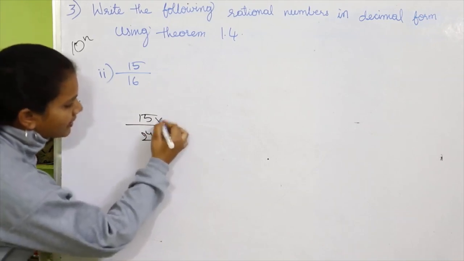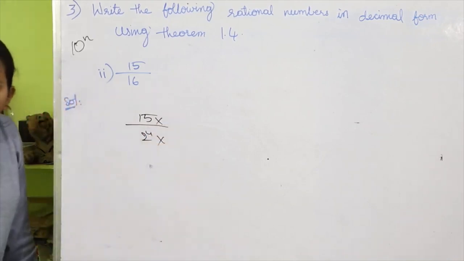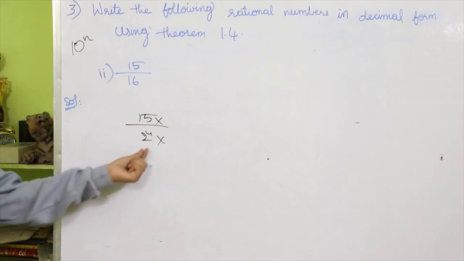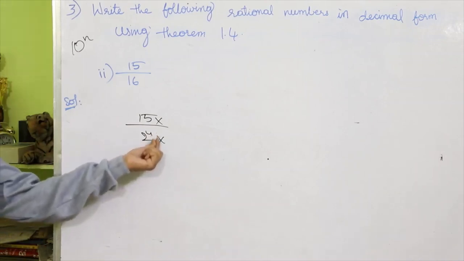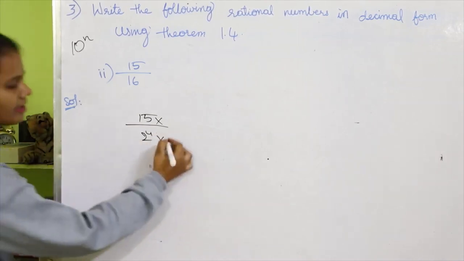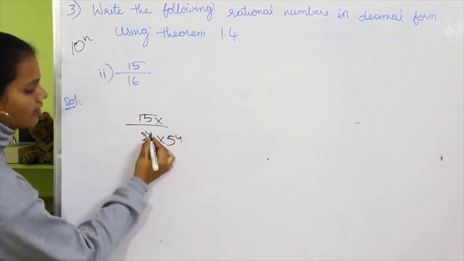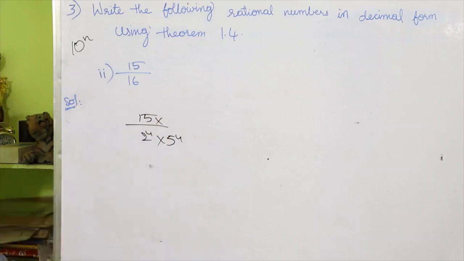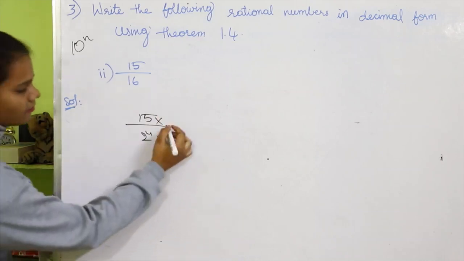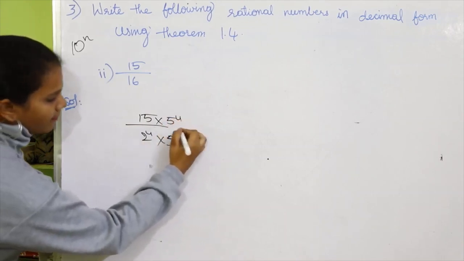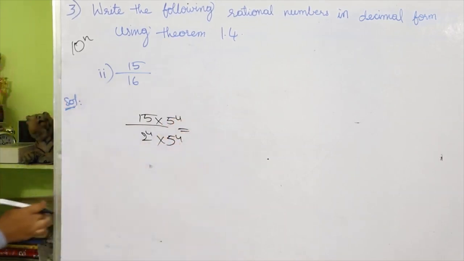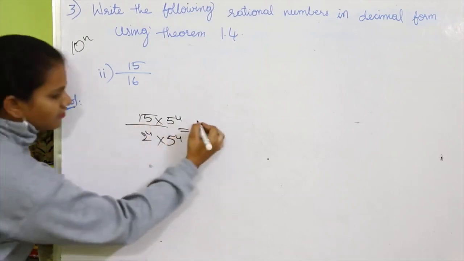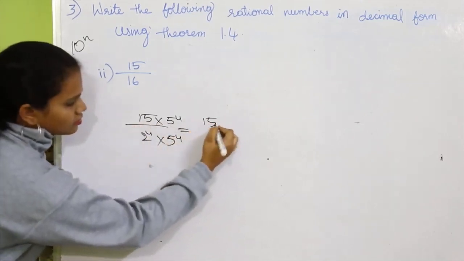Multiply. Multiply with whom? With your 2 power 4. Multiply with 5 power 4, because you have 4 over here, 4 over here. Because here a power n into b power n equal to a into b whole power n. Right? So 2 power 4 into 5 power 4. Here also let us write 5 power 4. Clear? 15 into 5 power 4. So 5 power 4 means 625.